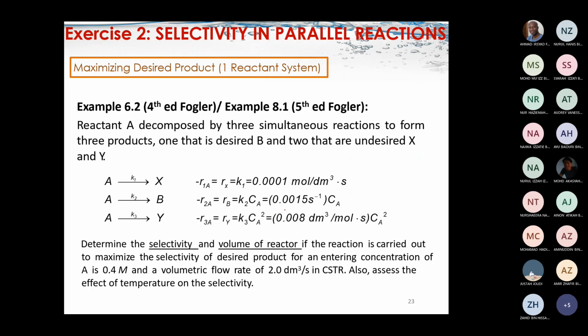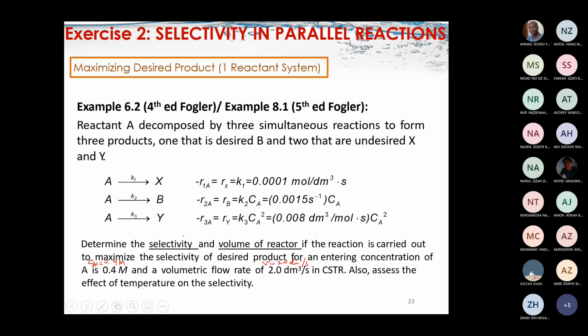Alright. So and then given that the value of the K, kalau you nampak the value of K, K1, K2 and K3. Okay, determine the selectivity and volume of reactor if the reaction is carried out to maximize the selectivity of desired product for an entering concentrations of 0.4. Okay, so dia dah bagi entering dia which is CA0 dia lah. So this would be the CA0 which is 0.4 molar. Okay, then a volumetric flow rate which is V ni lah, is equals to 2.0 decimeter cube over second. Okay, also assess the effect of the temperature on the reactor.